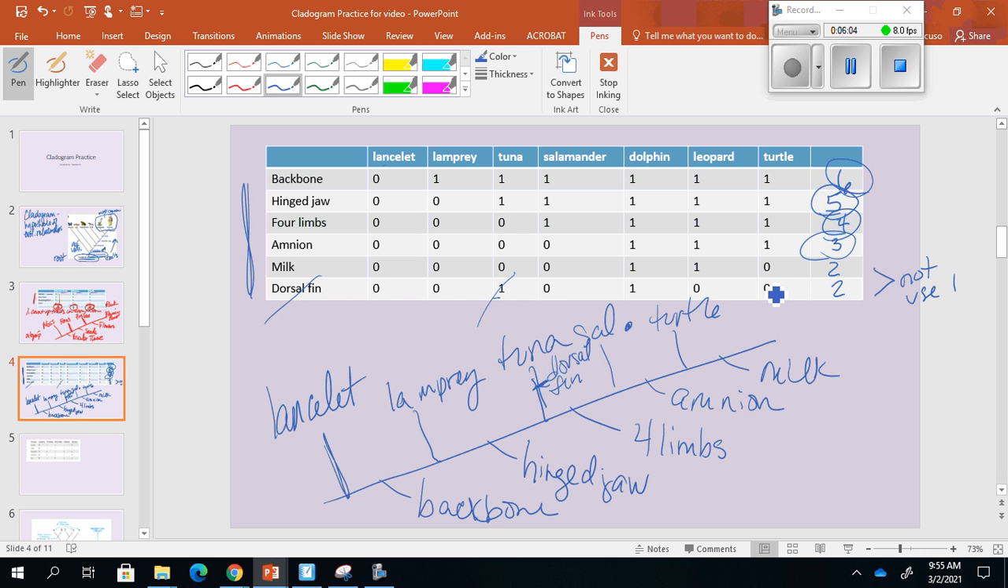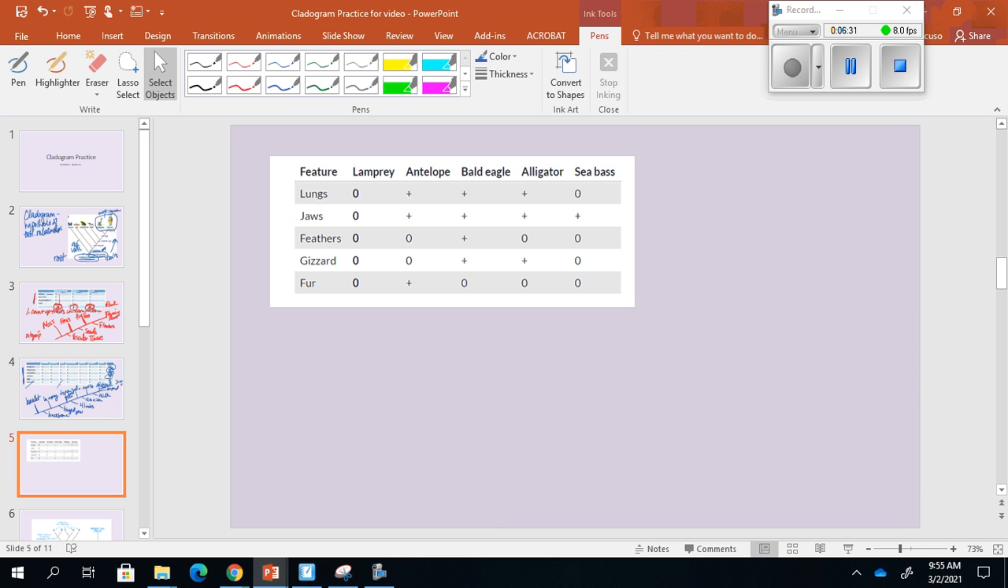And so now I am left with 2 organisms, dolphin and leopard. And so I could go like this, dolphin, leopard. I could have reversed that too and had the leopard here and the dolphin here. And again, I can use something that would separate it. Dorsal fin could go on here. And that separates a dolphin from a leopard. All right, so that's how you do it.